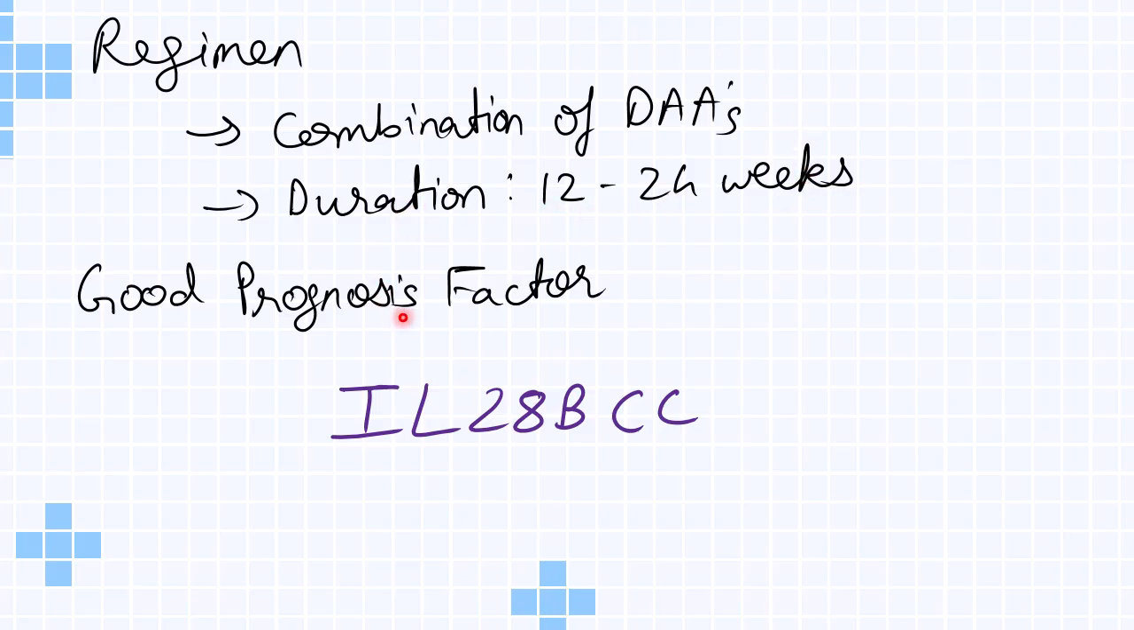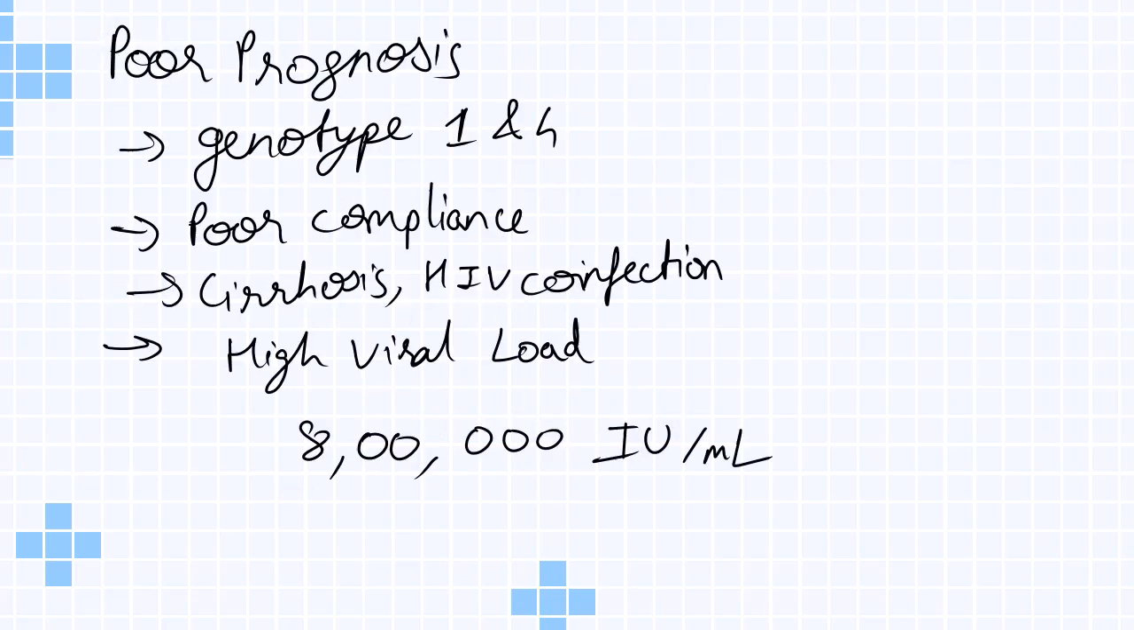Now coming to the prognostic factors, a good prognostic factor is IL-28B CC. Poor prognosis includes genotype 1 and 4, poor compliance, cirrhosis, and HIV co-infection. And 8 lakh international units per ml is considered as high viral load.